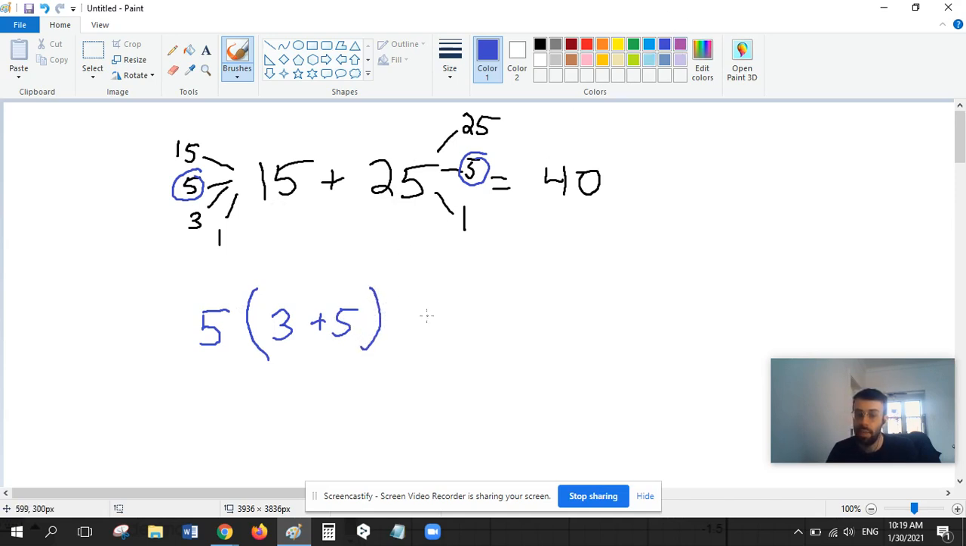And let's check it to make sure that it equals 40. For PEMDAS, for order of operations, you have to do what's in the parentheses first. So 3 plus 5 is 8. So now we have 5 times 8, because a number next to parentheses is another way of saying multiplication. And 5 times 8, we know, is 40. So I can put a 40 back here. Check. That works. All right, good luck.